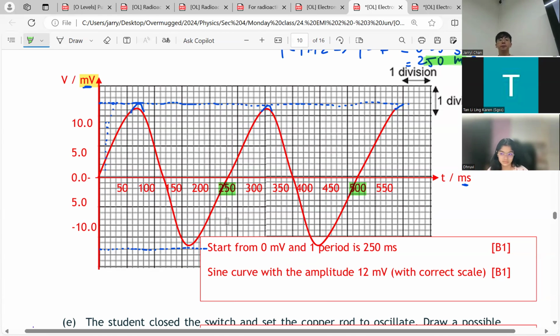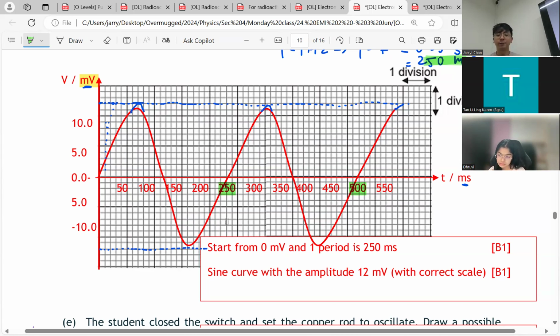Okay, then, in closing the switch and setting the copper rod to oscillate, what do you think will happen to the output voltage or maybe even the period? Stay the same? Different? Increase? Decrease? This is really up for discussion.